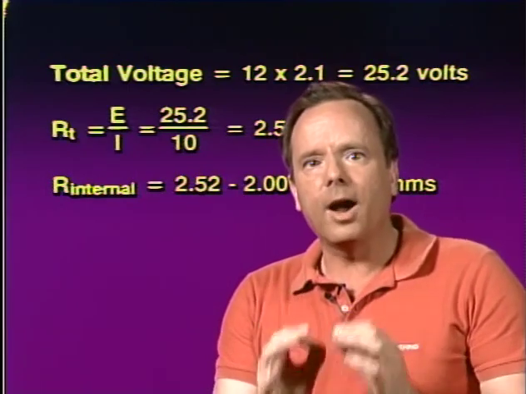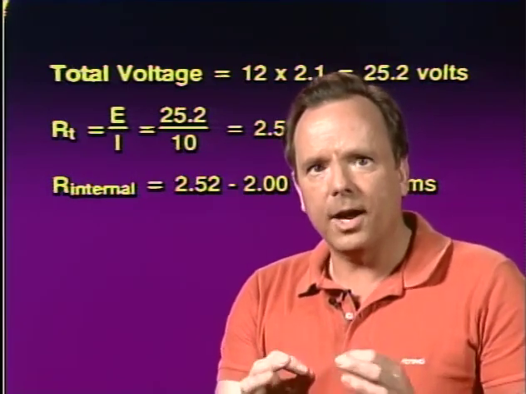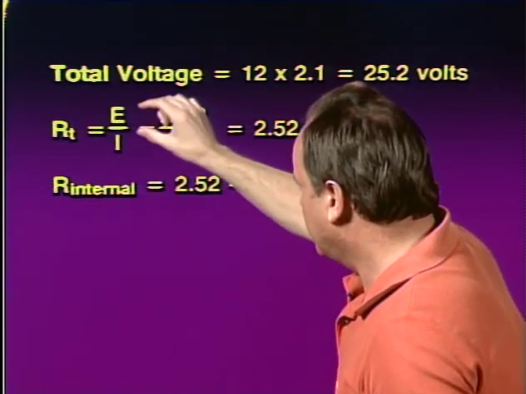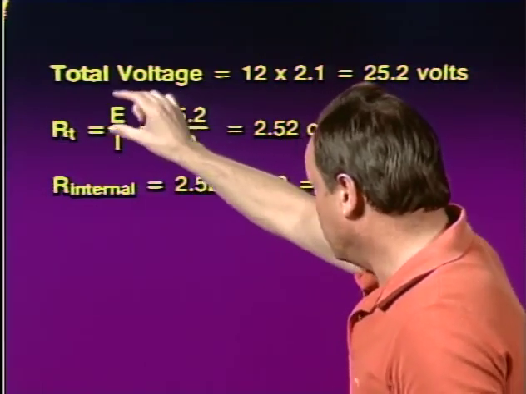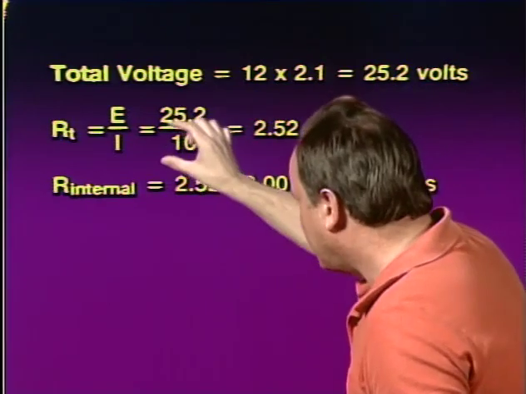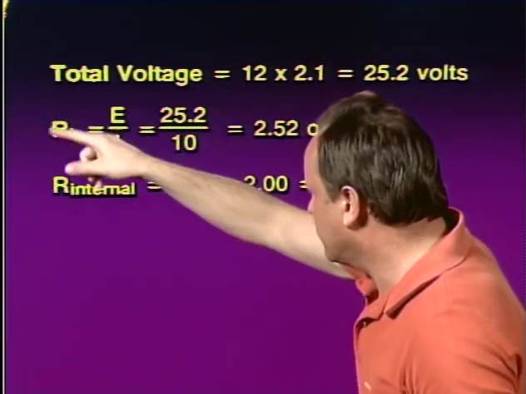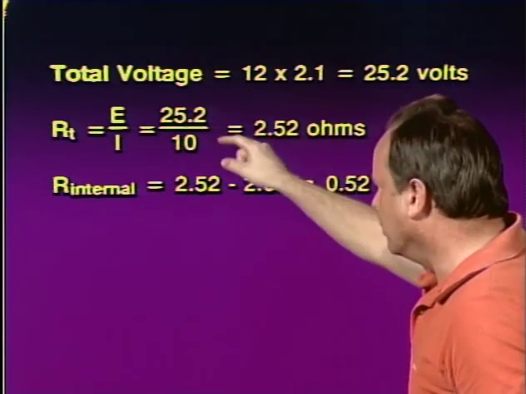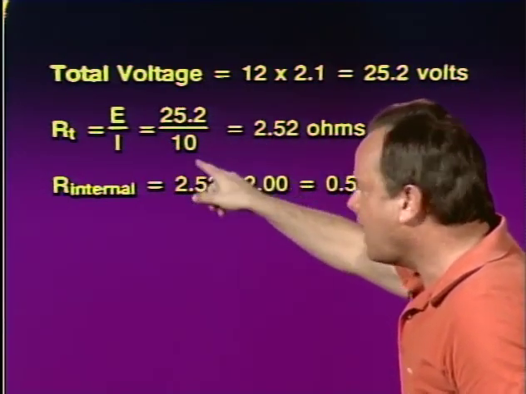Now, let's figure out the resistance for the entire circuit. The formula for resistance is equal to volts, the electromotive force expressed in volts, divided by the current in amps, and that gives us the resistance. Now, if you remember, the voltage we just figured out is 25.2, and they told us that circuit had 10 amps in it.